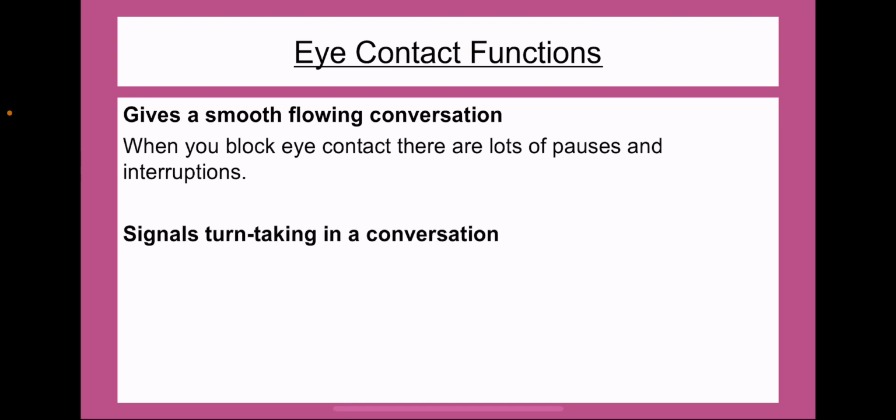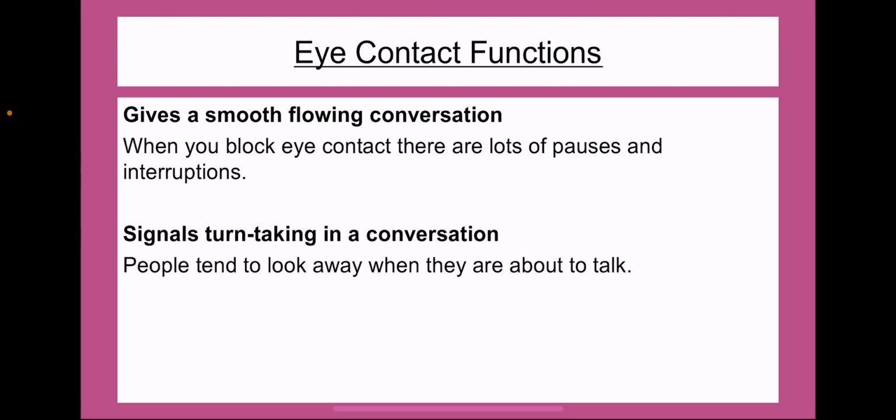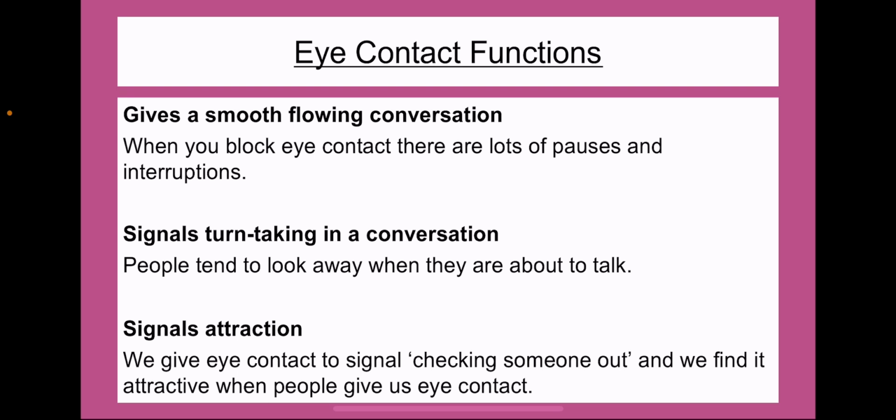We also know that eye contact will signal turn-taking in a conversation. So when we really slow down footage of people having a conversation, we have noticed that people tend to do a bit of a micro expression with their eyes, and they very quickly look away when they're about to finish talking or when it's somebody else's turn to talk. And finally, eye contact can signal attraction. So basically what we often do is we will engage in eye contact if we find somebody attractive. So those are your three main functions of eye contact for the exam.